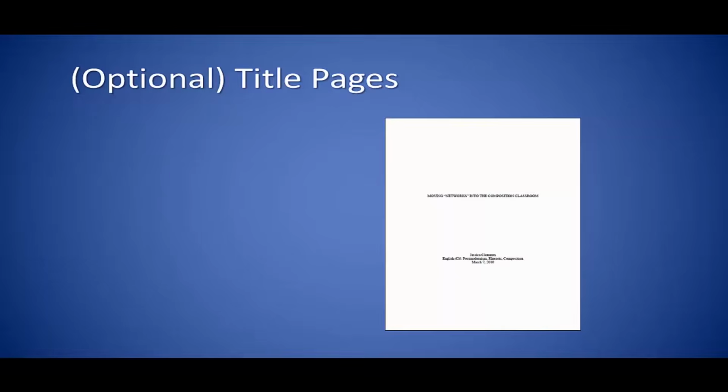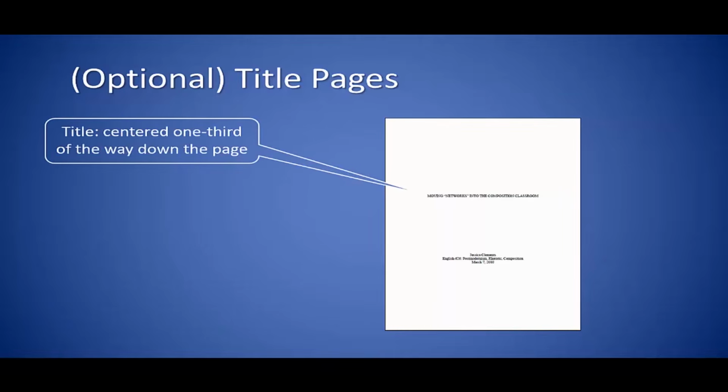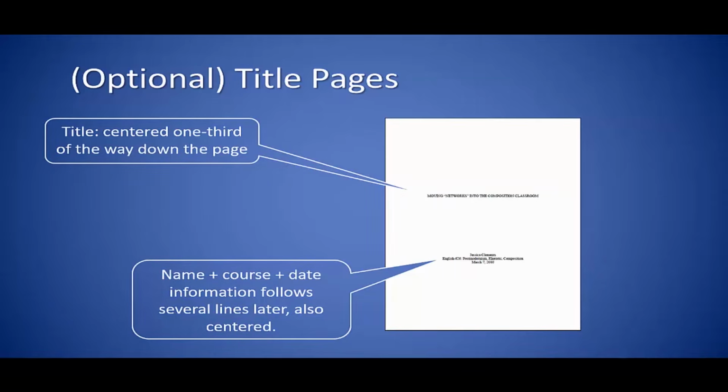by a period. Title pages are optional in Chicago Style. Class papers may opt to provide the title on the first page of text, but if your instructor requires a title page, the title should be centered a third of the way down the page with your name and class information following several lines later. Subtitles appear on the line below the main title, and don't forget your colon.